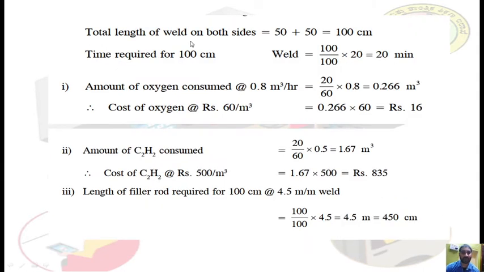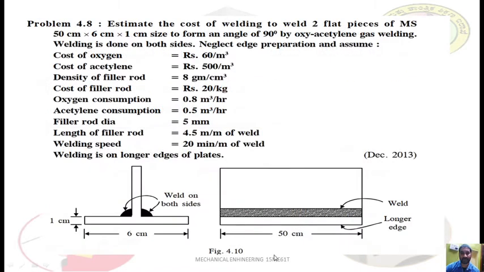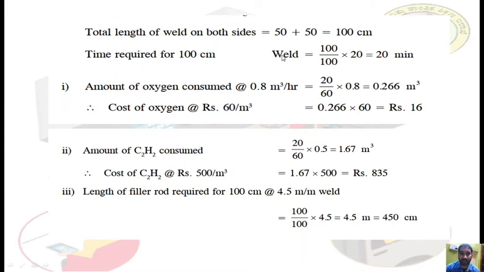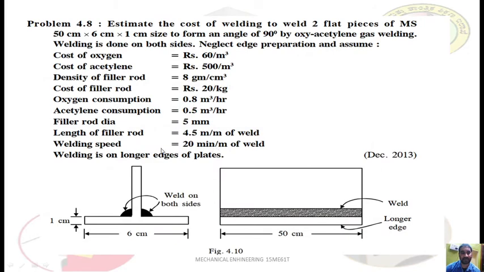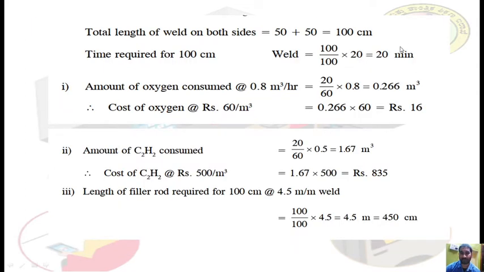So the total length of weld, as I mentioned, is on the longer side, 50 centimeter. Since it is on both sides, the total length of the weld will be 100 centimeter, which we have converted into meter. The time required for 100 centimeter is 20 minutes because the welding speed is mentioned in terms of meter. So our total length of weld is 1 meter. So we require 20 minutes for welding these two plates on both sides.